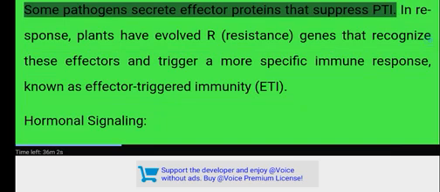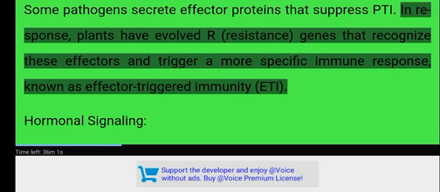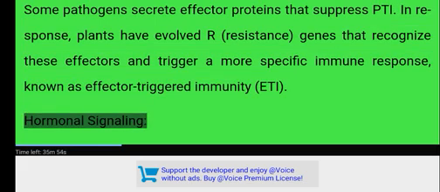Some pathogens secrete effector proteins that suppress PTI. In response, plants have evolved R resistance genes that recognize these effectors and trigger a more specific immune response, known as effector-triggered immunity (ETI). Hormonal signaling.